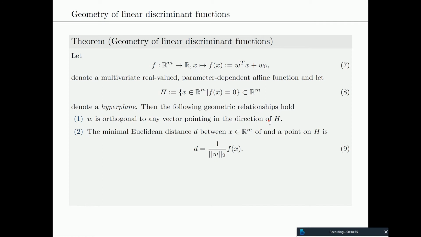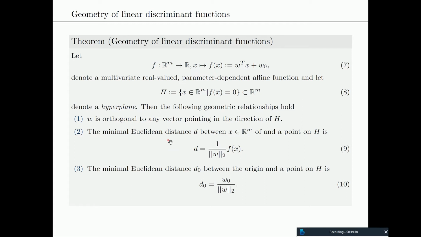Then another thing that is maybe a little bit less intuitive is that the minimal Euclidean distance between a point in feature space and a point on the hyperplane, so a point that falls on this line, is given by the output of this function f. That's what surprised me when I first started. So if the output of this function f is larger for a given feature vector, then this feature vector is further away from the hyperplane. And the last thing, which is related to this, is that the distance of the hyperplane from the origin depends on the bias parameter.